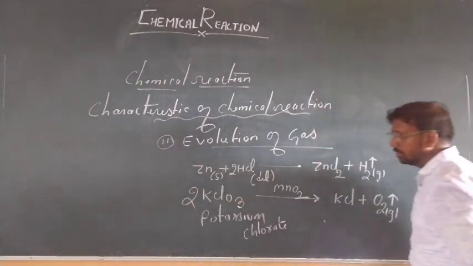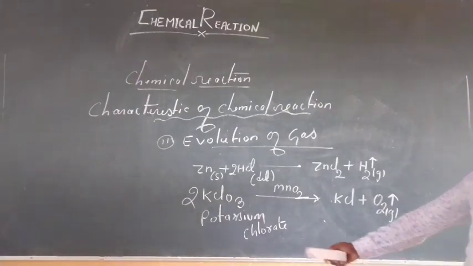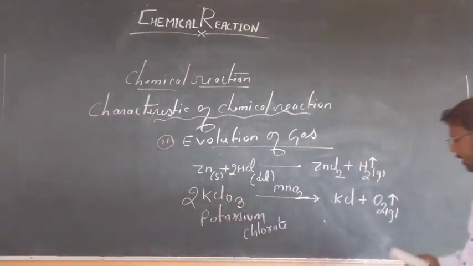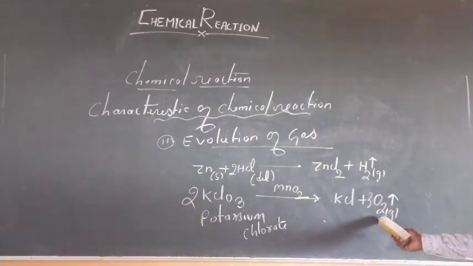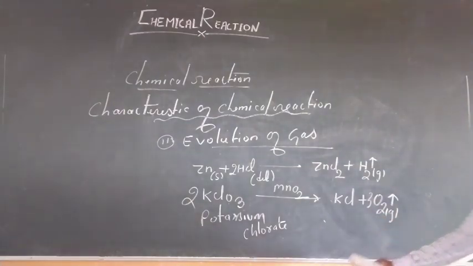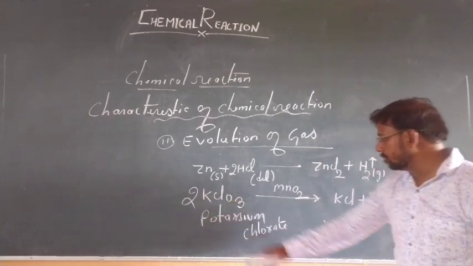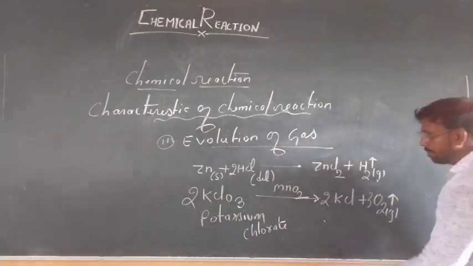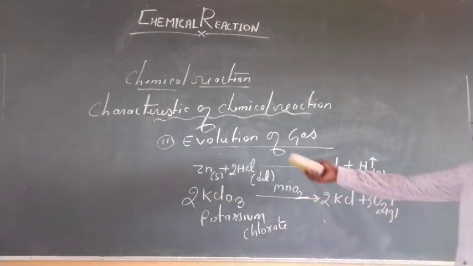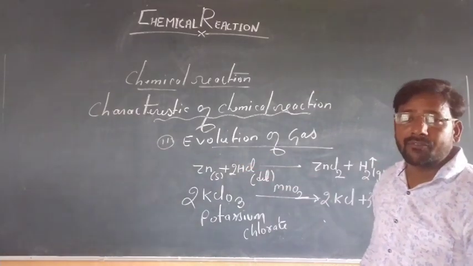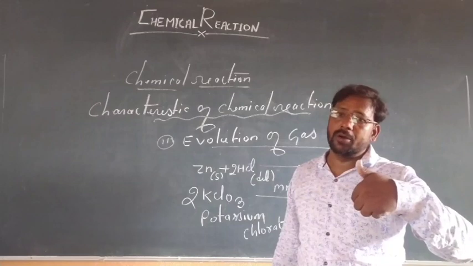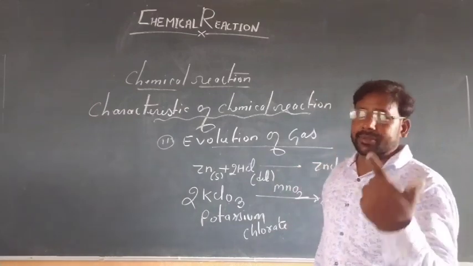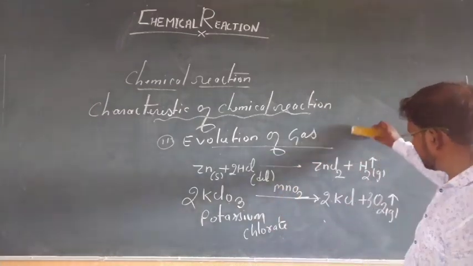Balance the equation. Oxygen, 2 and 3. Here you will put 2. Then how many oxygens are there? 3 times 2 is 6, here only 2. Just putting 3, you will get balanced oxygen. And how many potassium are there? 2. Just putting 2, you will get the balanced equation. So the second property is evolution of gas. First one is formation of new substances, second one is evolution of gas.